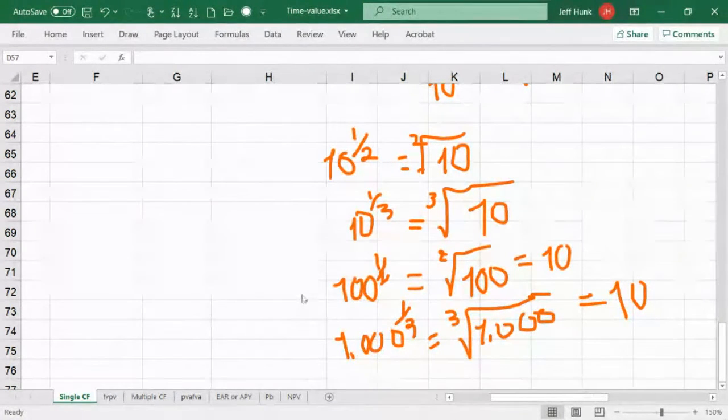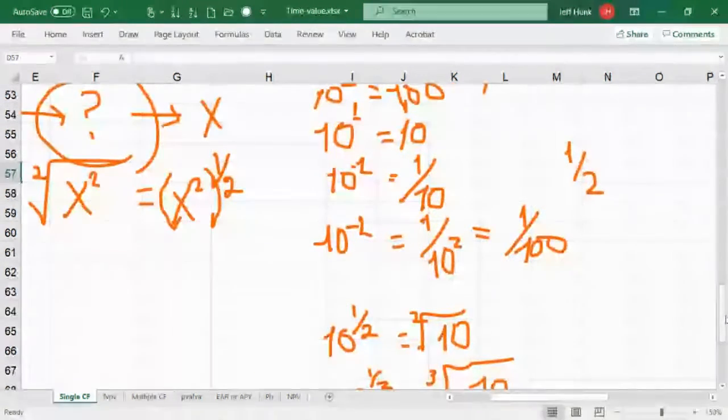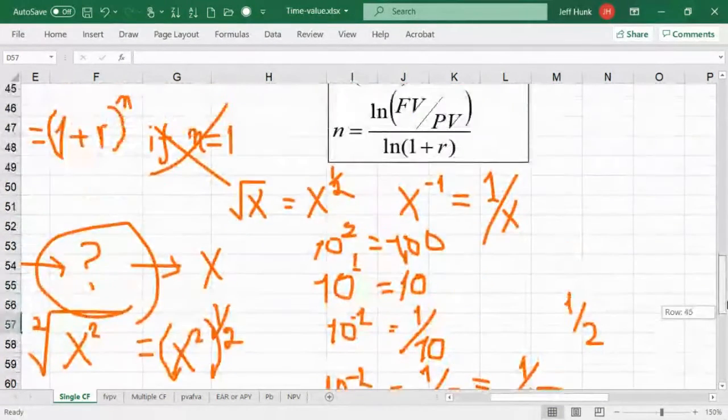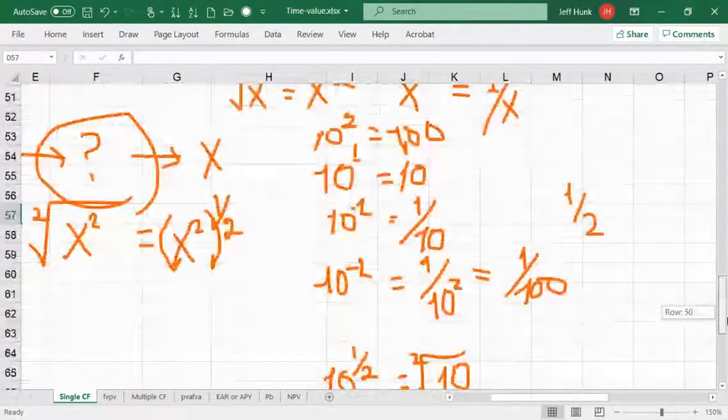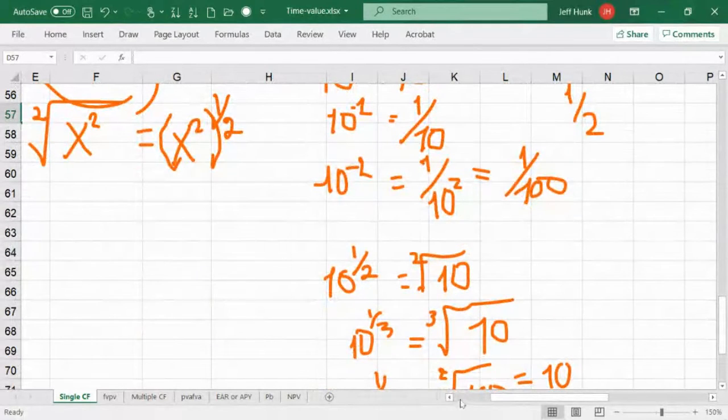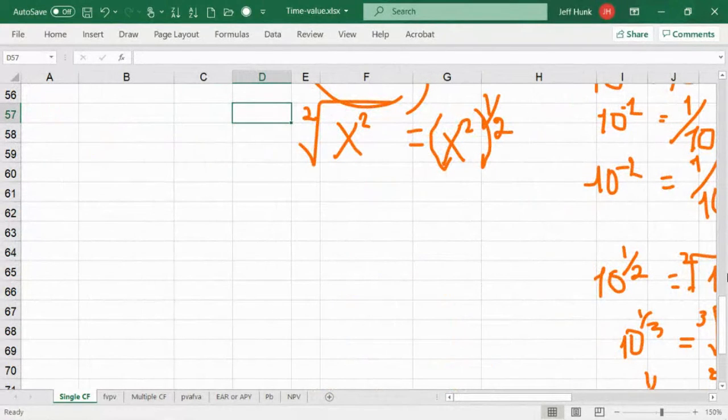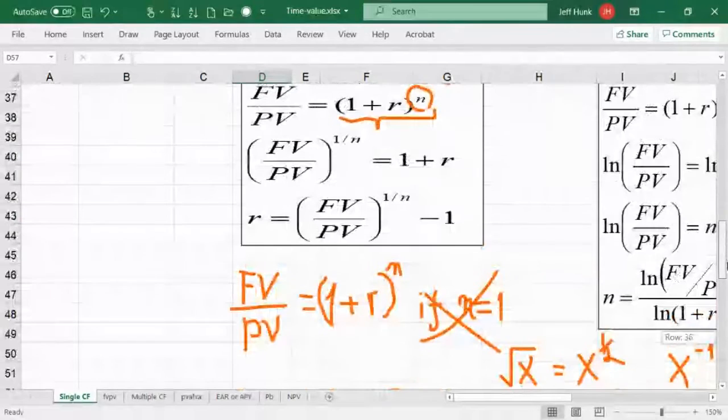Look, so the point is, this is the notation. Something raised to, I don't know where to write it anymore.